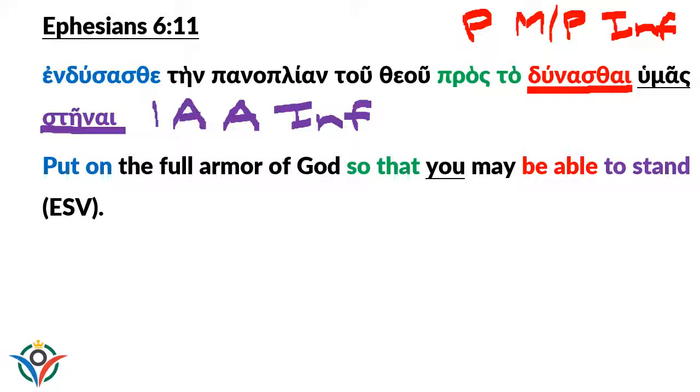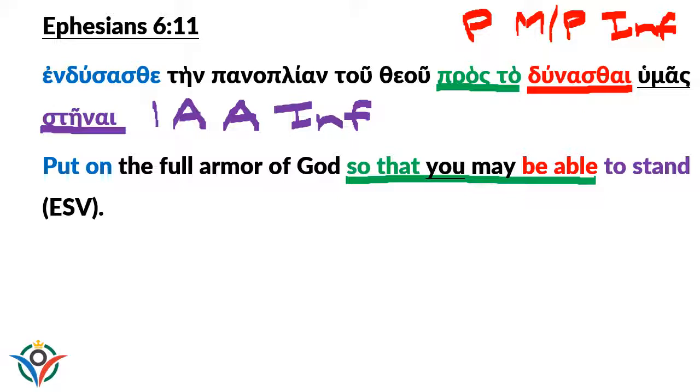The first one, dunasthai, and we see there that it is preceded by a prepositional combination, pros to. So pros to plus the infinitive helps us to see that this is going to be a purpose infinitive. Some might even argue that it's communicating result, but I'm more persuaded that Paul is here communicating the intended result, which is purpose. So the ESV has rendered this as so that you may be able to.